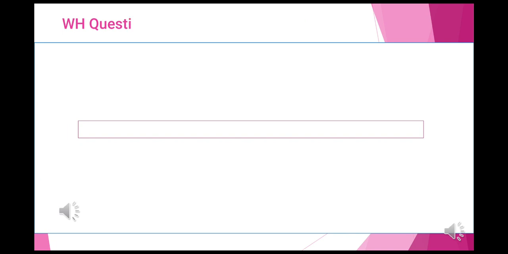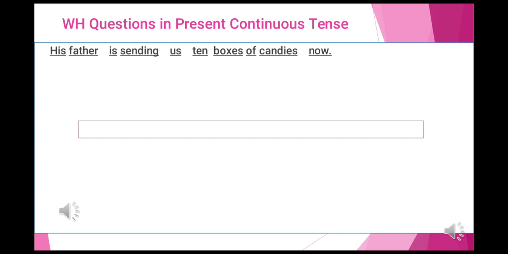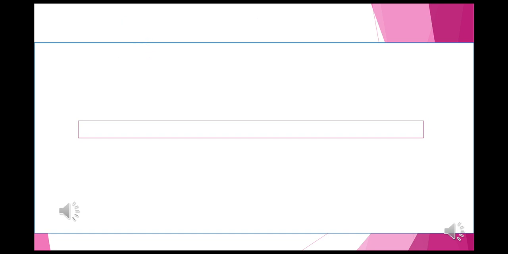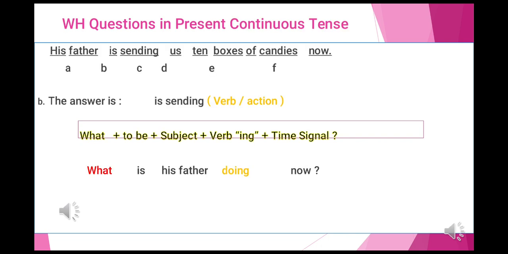Next, we want to know how to use the verb. How to make the question to know the verb. For example, the answer is standing. Standing is the verb or the action. So we use what. What is his father doing now?